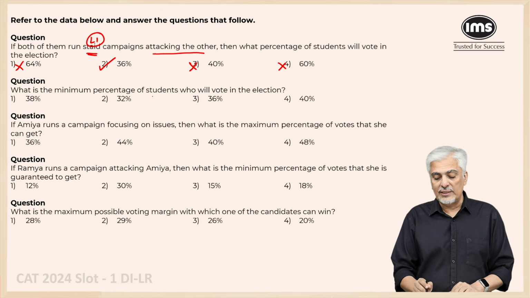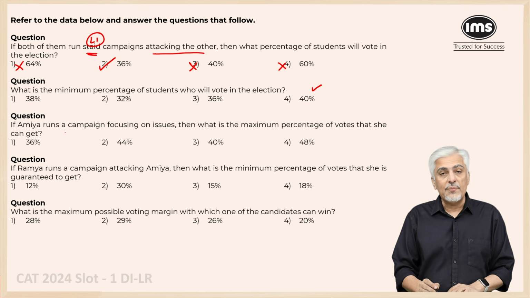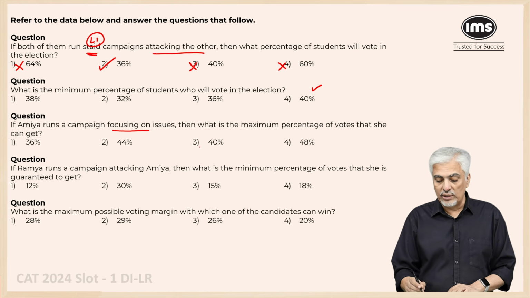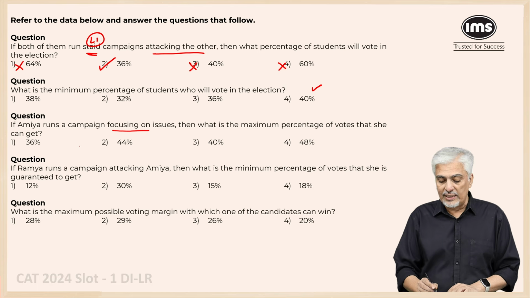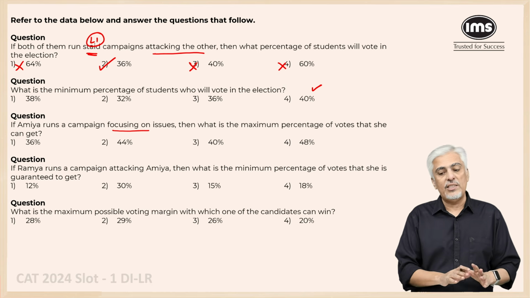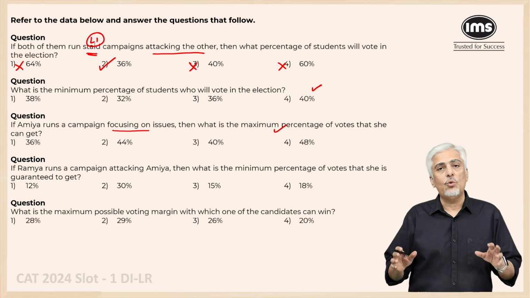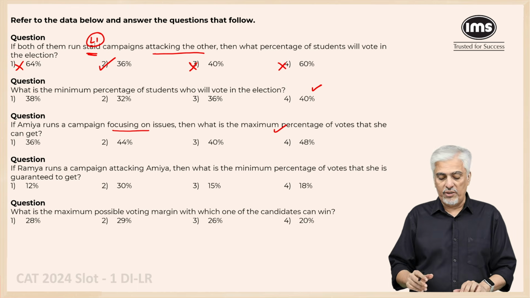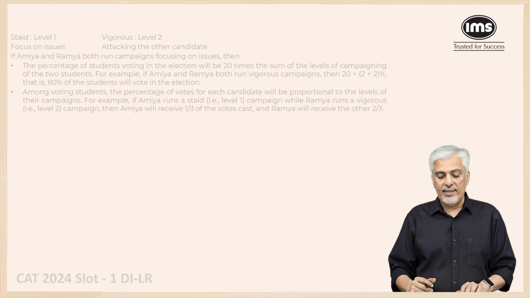What is the minimum percent of students who will vote in the election? We will see that this also was a very straightforward question. If Amya runs a campaign focusing on issues, then what is the maximum percentage of votes she can get? This is also pretty straightforward. So once you understood what is to be done with the data, I thought it was a straightforward question. Let's go ahead and try and understand it.